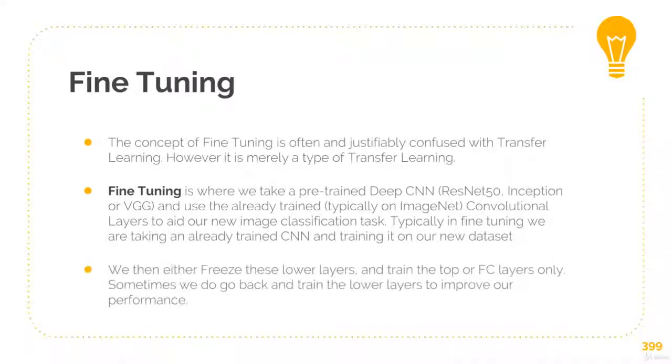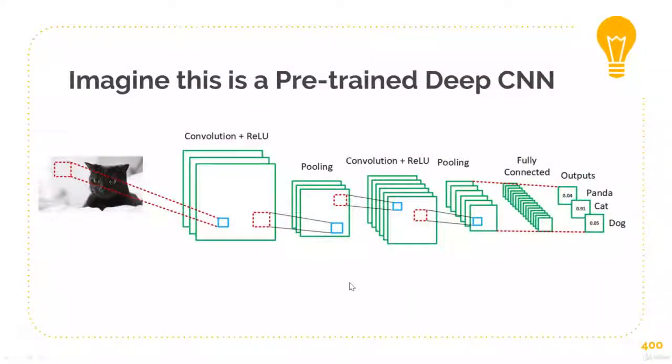So what we do is we freeze the lower layers of this model, and I'll illustrate what this means shortly. And we train only the top or fully connected layers. That's how we actually train it on our new dataset. So effectively, we're just replacing the class outputs of an already trained model. And sometimes we can actually go back and unfreeze the lower weights and train them again to get even better performance. So let me explain this illustratively.